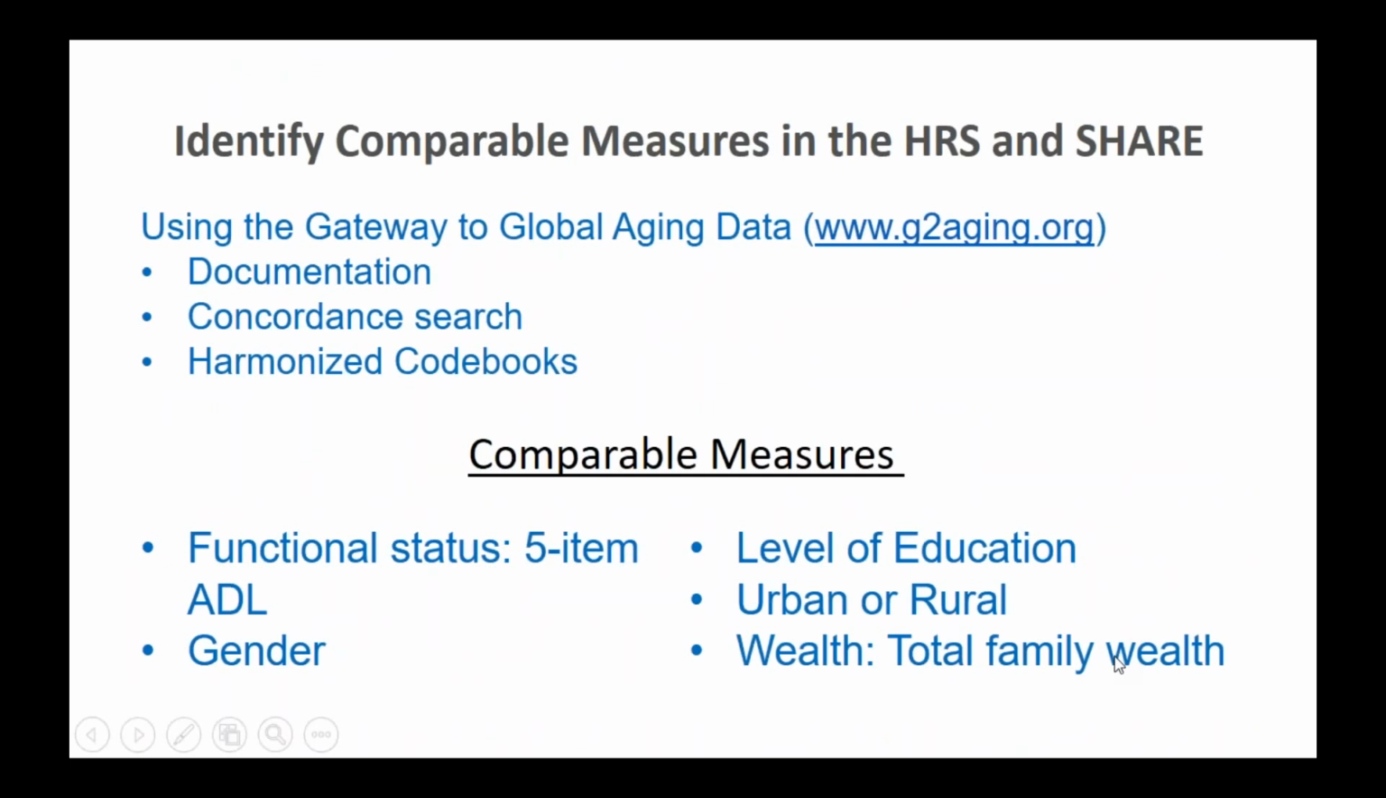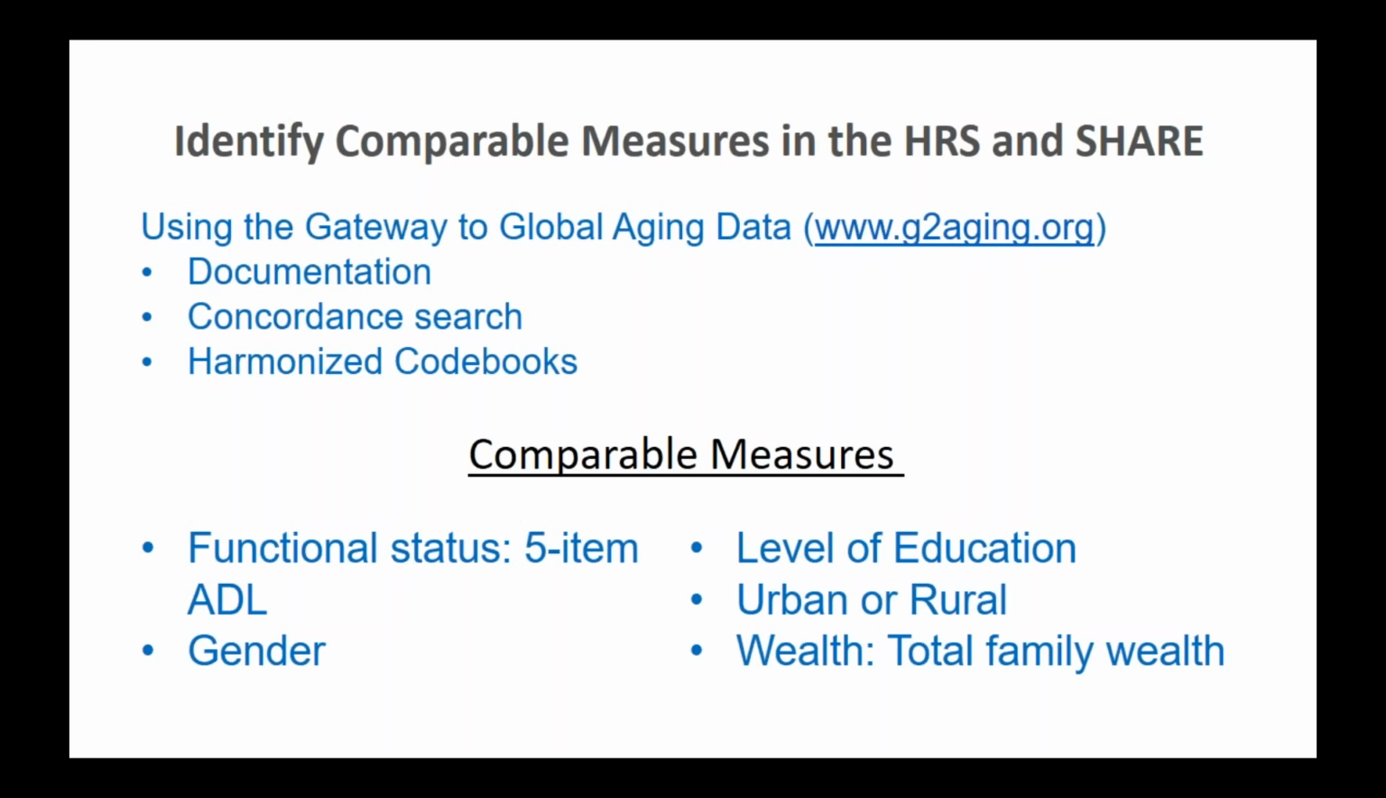So now we've got both of our data sets, our 3 data sets here for our 2 studies. So we're going to identify comparable measures in the HRS and SHARE. And using the Gateway to Global Aging data, you can do that through documentation, concordance search, or harmonized codebooks.